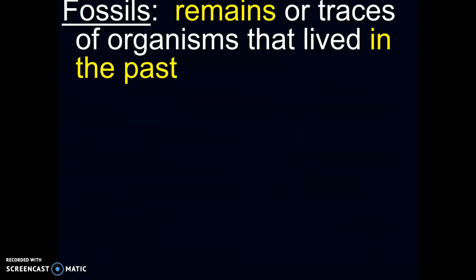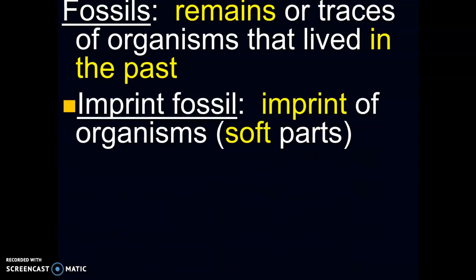Okay, so the first set of evidence that they use to support evolution is obviously fossils. These are going to be remains or traces of organisms that lived in the past. There are different types. One is an imprint fossil. I'm sure you guys have seen this before. It's like an imprint of an organism. So think of the soft parts. If something passed away and leaned against something, it'd be that hard structure leaving an imprint of the organism.